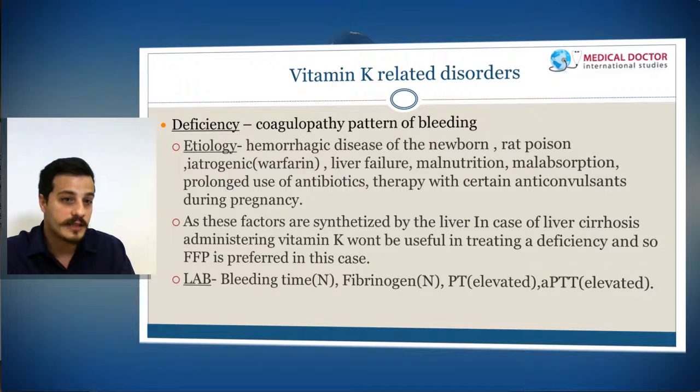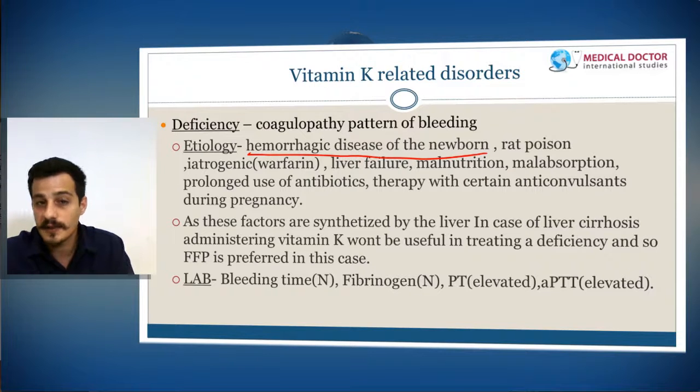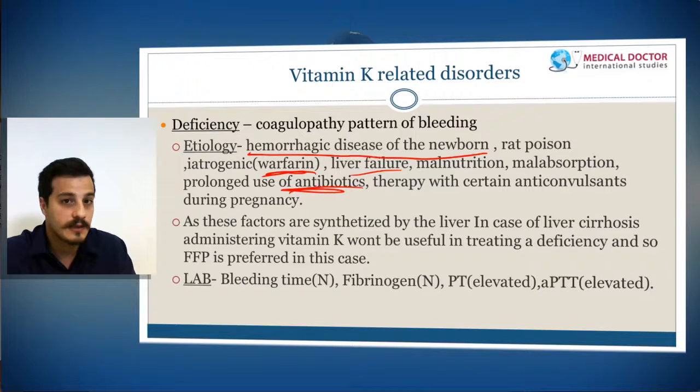Now, the etiologies that are associated with it: we already mentioned hemorrhagic disease of the newborn. We can see that in certain rat poisons, they actually are vitamin K inhibitors. We can see it in iatrogenic causes, such as treatment with warfarin. Liver failure, severe malnutrition or malabsorption can also lead to vitamin K deficiency. Prolonged use of antibiotics, because we said one of the areas that we receive vitamin K from is from the production by gastrointestinal tract bacteria.